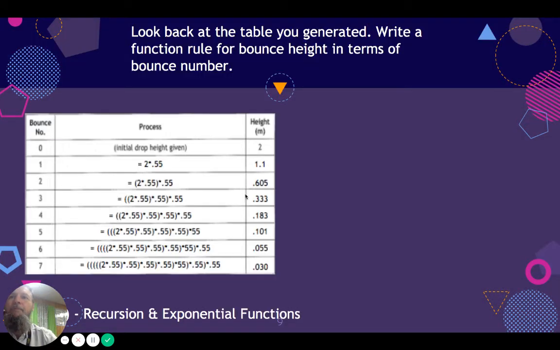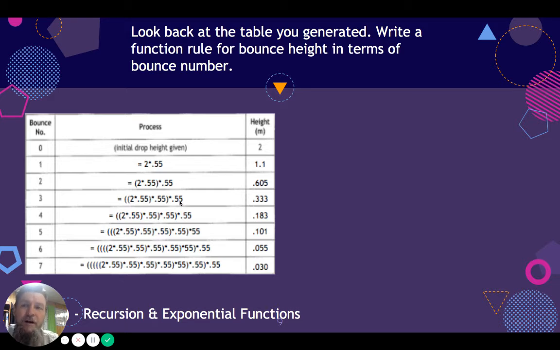Okay? So let's look at the table we generated and write a function rule for the bounce height in terms of bounce number. So in other words, we're going to write an explicit rule. This explicit rule, we're doing something every time. What are we doing every time? We're multiplying by 0.55. Well, that easily explains the recursive rule, but what about the exponential rule? We're multiplying by 2. And then we're multiplying 2 times 0.55 times 0.55. And then 2 times 0.55 times 0.55 times 0.55.